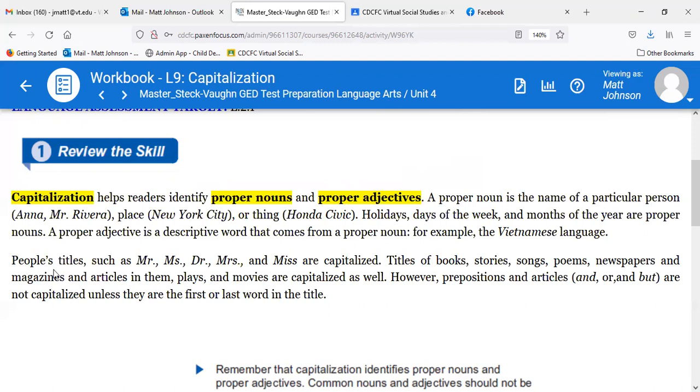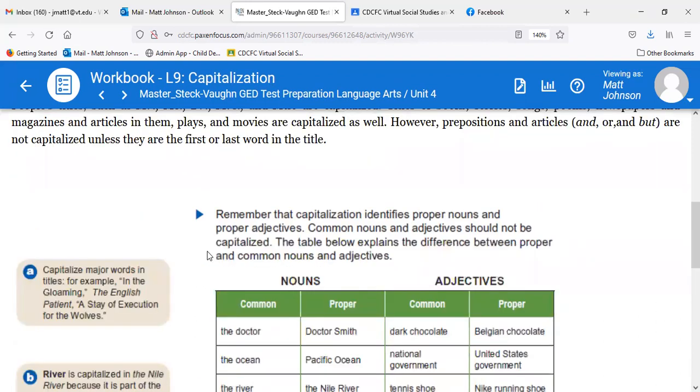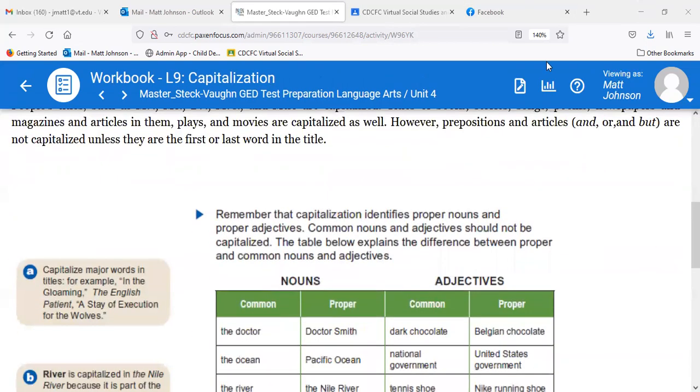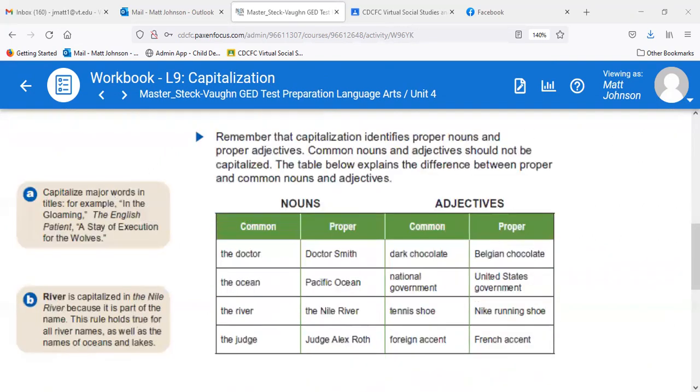And then of course, people's titles, which we already talked about. And again, any type of creative works, song titles, books, movies, magazine articles, anything like that will receive capitalization as well. And yeah, they have some more examples for us. And then over here, it says capitalize major words in titles. For example, in the gloaming, the English patient, a stay of execution for the wolves.